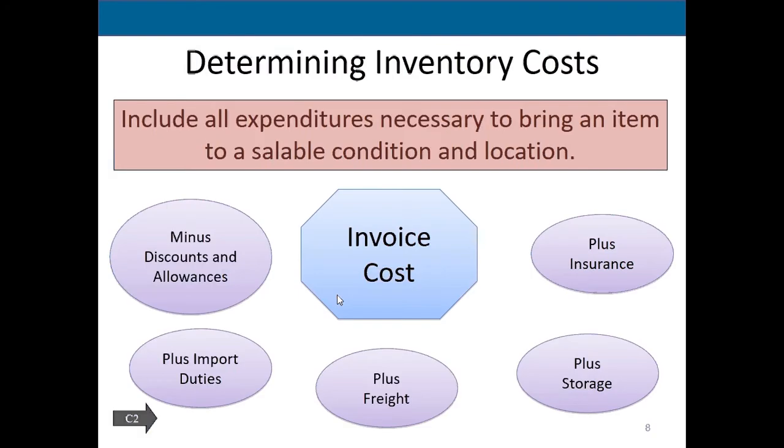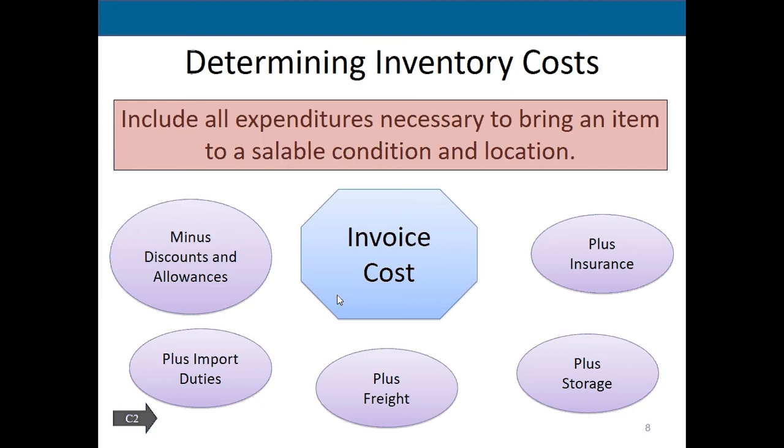All right, what things make up inventory cost? It's everything necessary to bring the item to a saleable condition and location. The only exception is that weird transportation piece. So how do we pick up inventory? Well, it's obviously the cost that we see on the invoice minus any discounts and allowances. We learned all about that in the last chapter. We learned how to deal with purchase discounts, returns, and allowances.